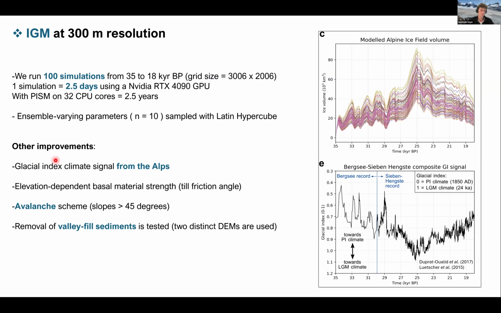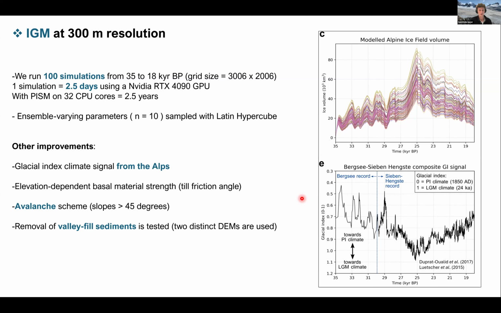The other improvement from previous studies is that we have a glacial index climate signal, which is here, that modifies your climate from the LGM climate to closer to the pre-industrial climate through time, based on an individual proxy record. And this proxy record actually comes from the Alps now. We found some records that are more local and that produce really good results. Before that, studies were using records from Antarctic and Greenland ice cores. But it's quite problematic because those are quite far away from the Alps. So now we were trying to find something a bit more local.